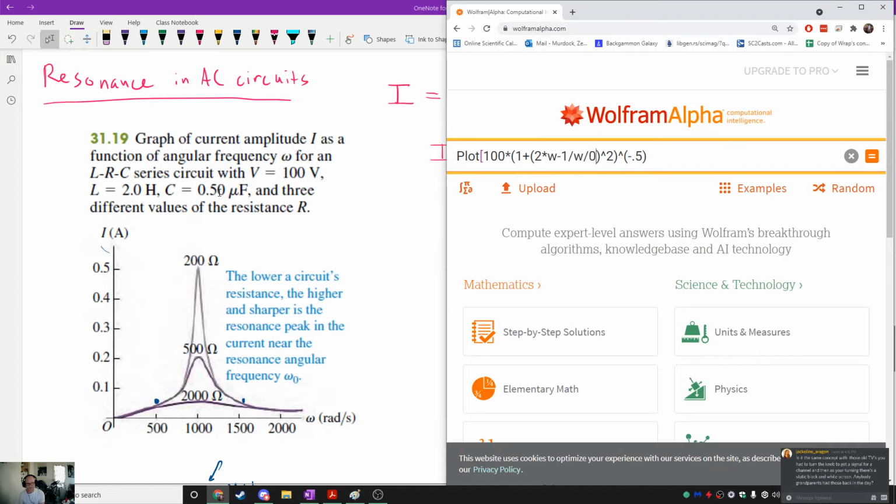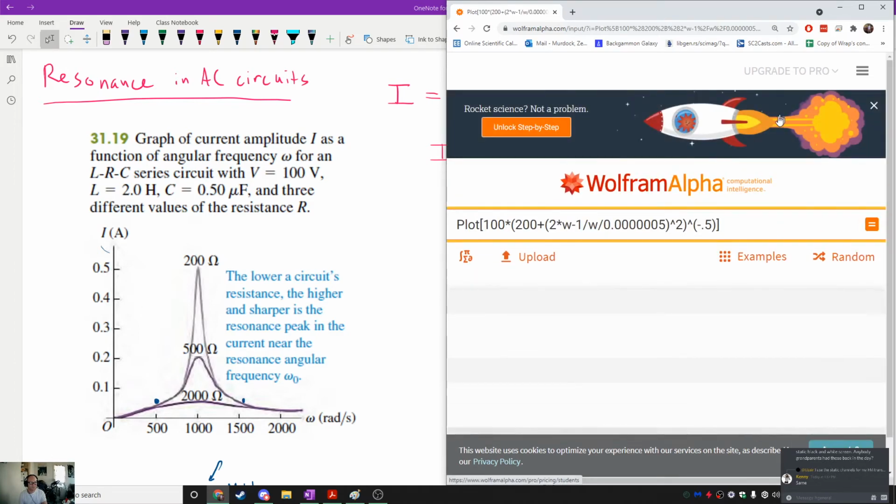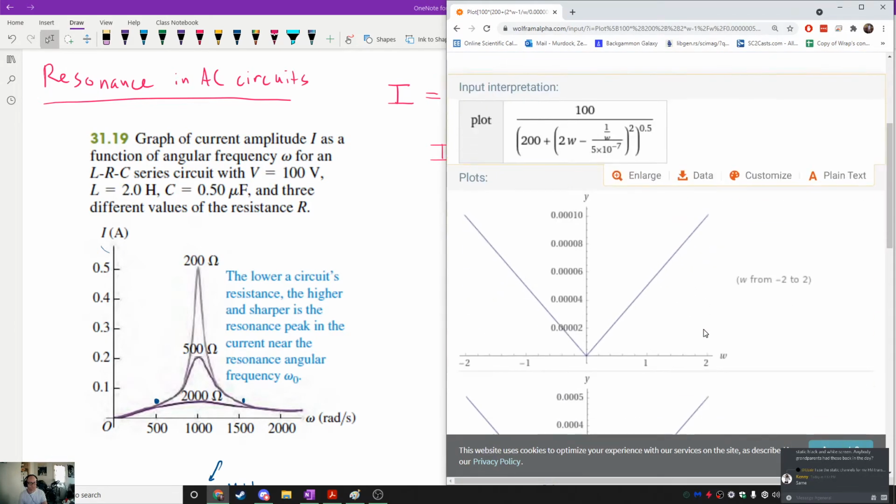0.5 microfarads, what's that? 0.1234. Is that right? If it was here, it'd be 5 times 10 to the negative 6, but this is 0.5 times 10 to the negative 6. Yeah. And then what else do we have? That's it, right? 100. So here's our voltage... Oh, resistance. There's 3 different values of resistance, so we can plot this. Let's use the 200 one, and let's see if we actually get the curve that they have here, because I often think that textbooks can kind of lie to you. We'll see.